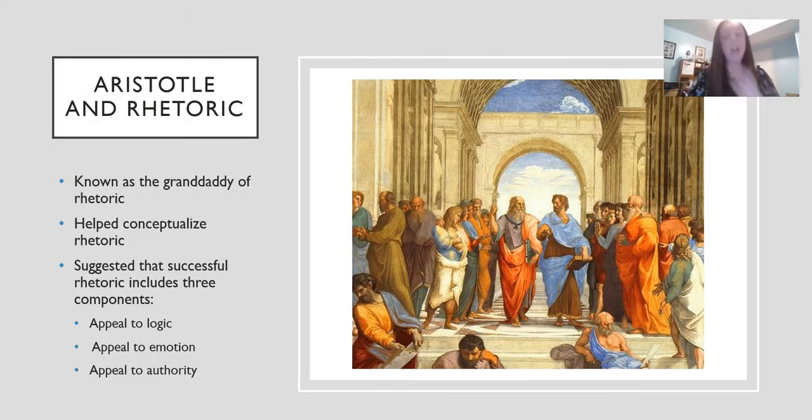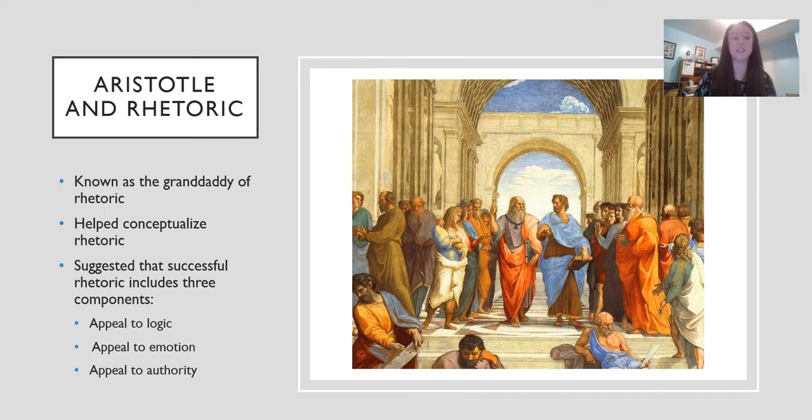Now, there are a lot of ways that we can discuss and explore rhetoric, but I think one of the greatest ways to lay a foundation regarding what rhetoric is, how we can see and determine how rhetoric is used to persuade an audience, is by going pretty much all the way back to the beginning and examining Aristotle and his views of rhetoric.